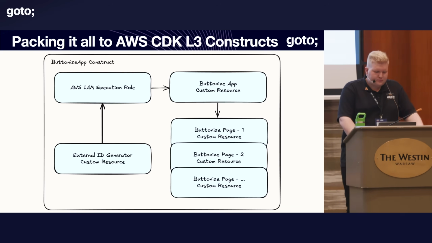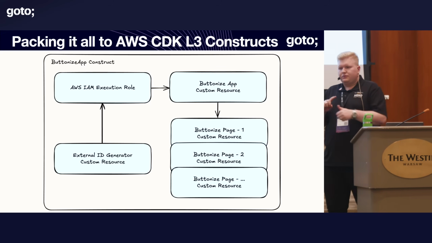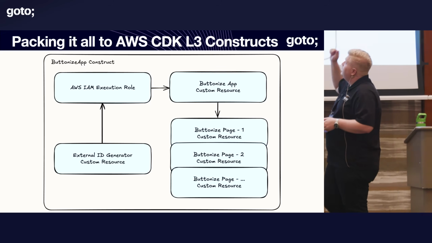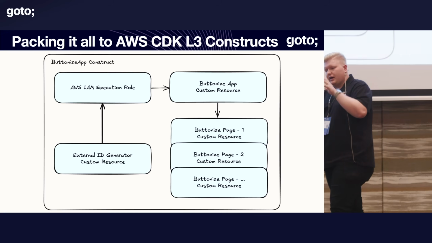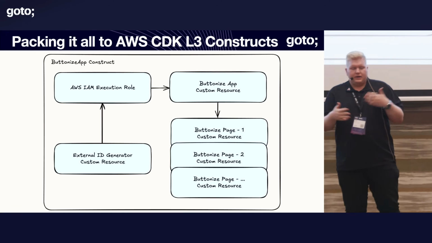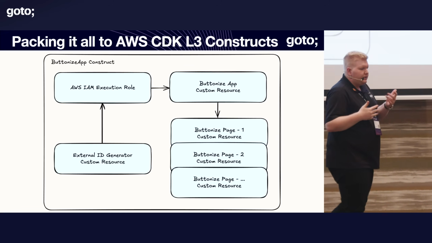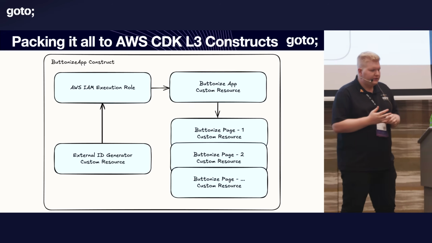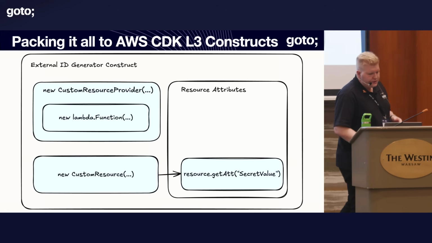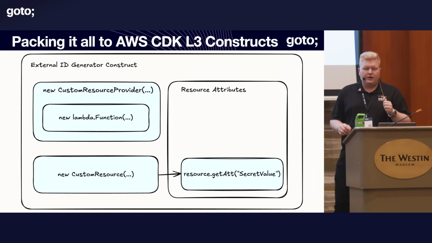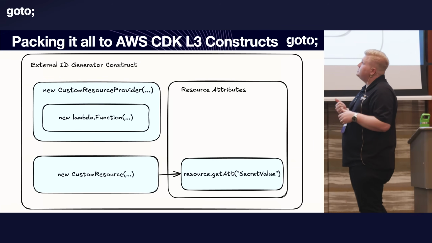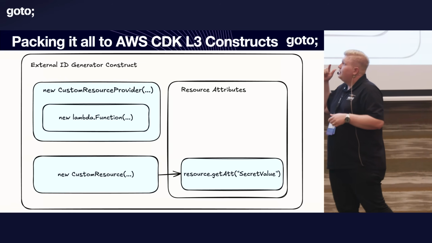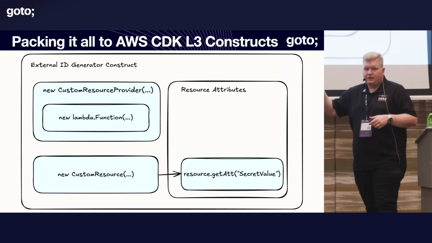And once we have the role and the external ID, we can create the Buttonize app, which is like an envelope with metadata saying, here's the app. And then in the case of Buttonize, the apps are composed of multiple pages, and then there are the components and everything. Here's an example of how to create a custom resource in CDK, which is a custom resource provider.